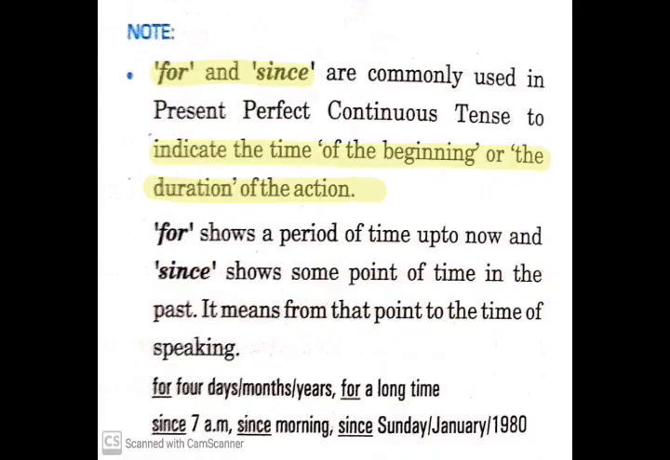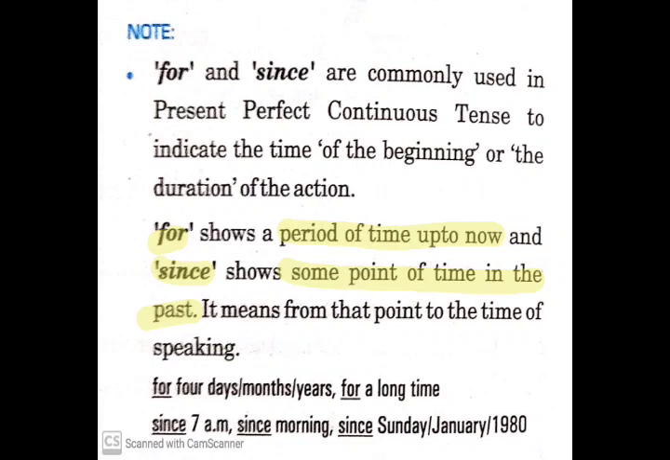Students, you must note that for and since are commonly used in present perfect continuous tense to indicate the beginning of the time or the duration of the action. So these two words are used to express that an action had started in the past and is going on till now. For shows a period of time up to now, and since shows the point of time in the past. It means the point up to the time of speaking.